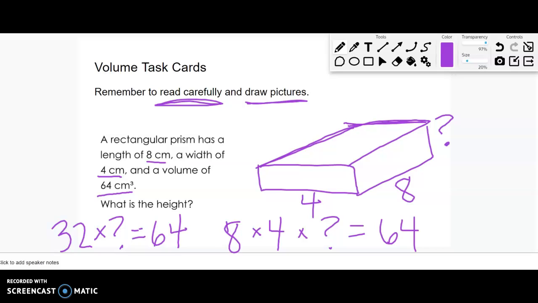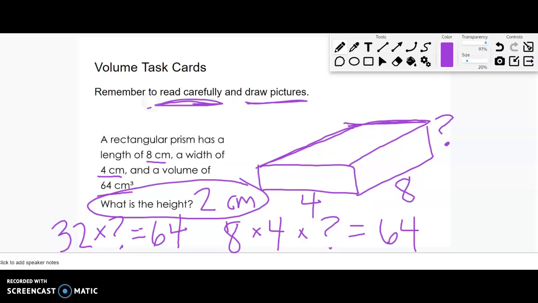Regardless of how I figure out that missing height, you'll figure out that it is 2 centimeters. If I want to check, I could do 8 times 4 times 2, make sure I get 64. If I did something weird, it won't work out, and then I'll have to find a different one.